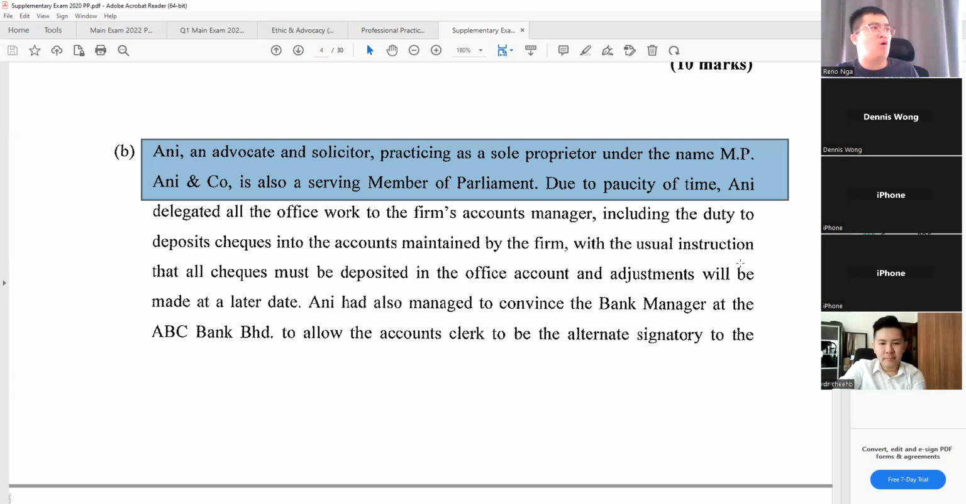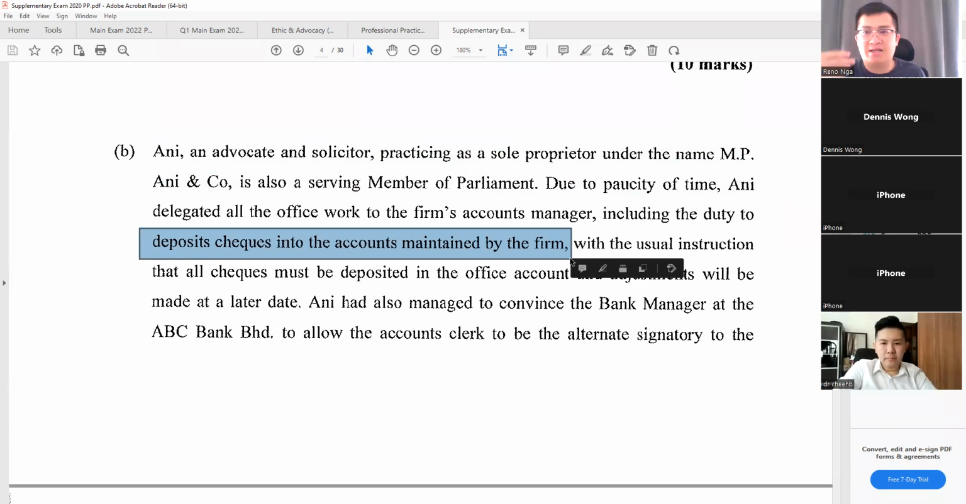Annie delegated all office work to the firm account manager, including the duty to deposit cheques into the account maintained by the firm. Again, this is another issue. Since we are doing tuition, I might as well just do all kinds of questions. Okay, bear with me. So the question is, can a non-lawyer manage a firm or not?